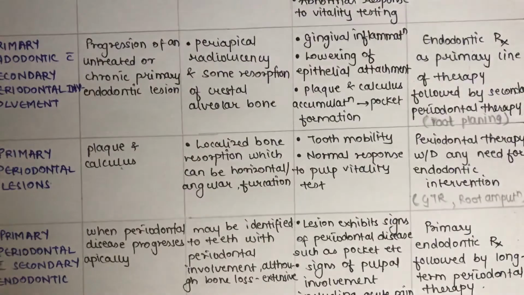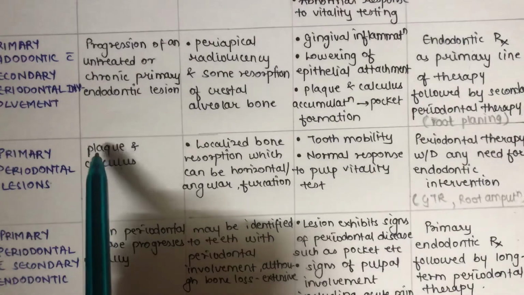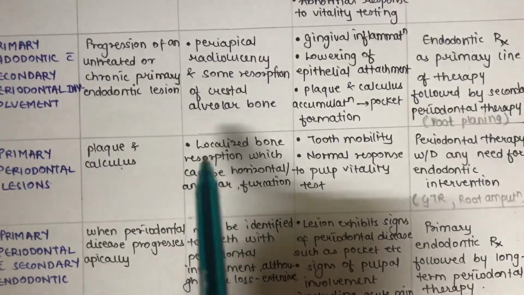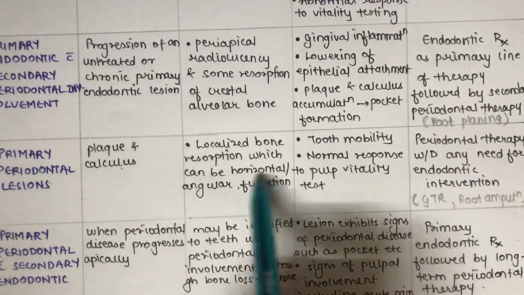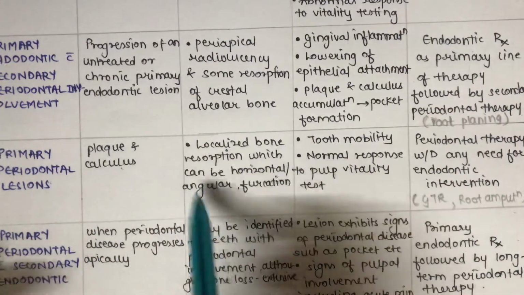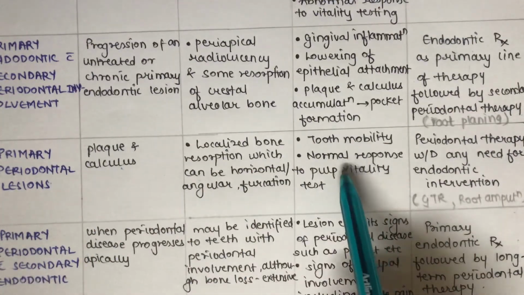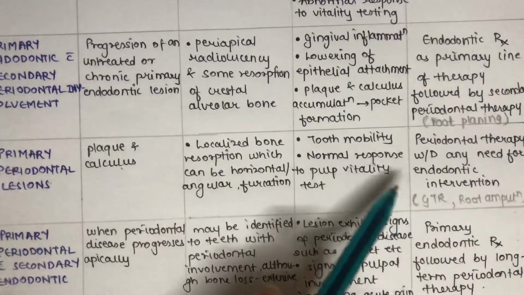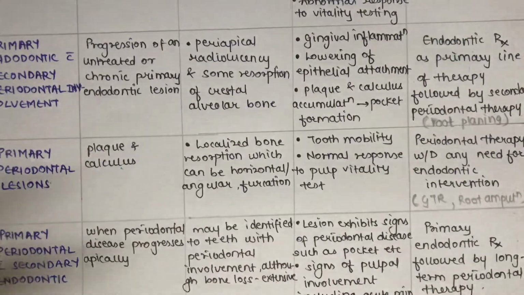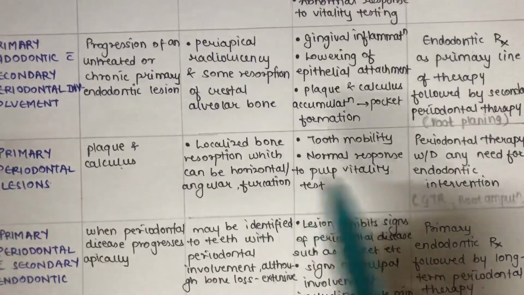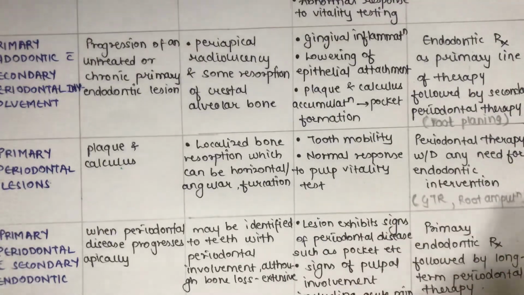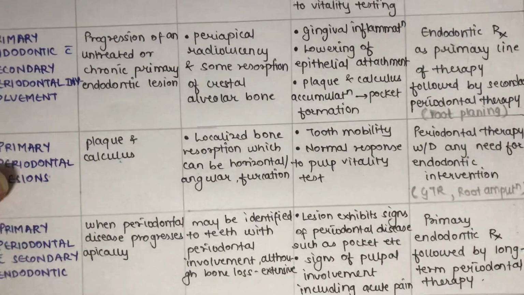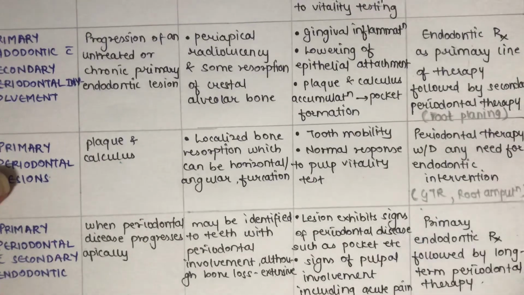The next is the primary periodontal lesion. The etiological factor is plaque and calculus. Then the radiographic feature: there is bone resorption, which can be horizontal or angular, and there can be involvement of the furcation. Now it is only a periodontal lesion, so radiographically you will see these changes. Then there is tooth mobility, and there is a normal response to the pulp vitality test. Since it is only primary perio, the pulp is vital and shows a normal response, and you will see only the clinical features related to the periodontal lesions. Then the treatment is periodontal therapy without any need for endodontic intervention. The periodontal therapy can be GTR or root amputation or any other.